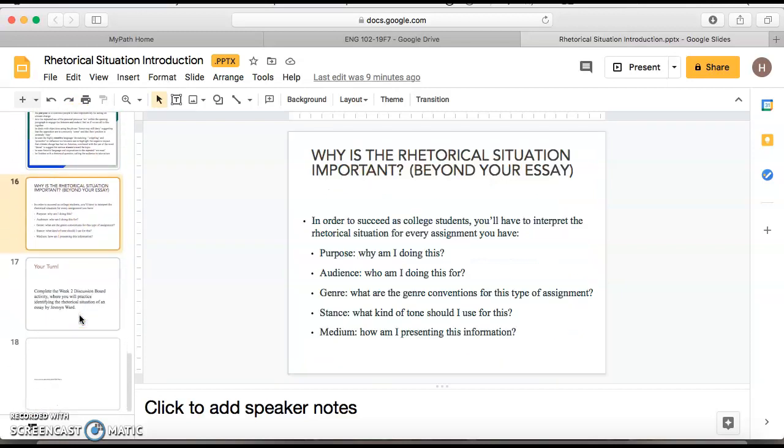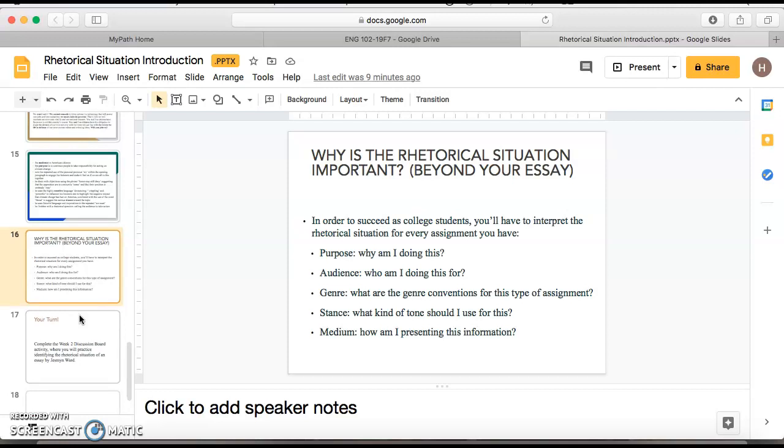And then lastly, we want to end with this question of why the rhetorical situation is important beyond just your own essay that you're going to be writing, because I did promise you that the rhetorical situation is something that is going to affect you going forward in your whole life, really. So the best way I can describe this is that if you understand the rhetorical situation, you will understand all of your assignments in college going forward, even in your workplace going forward.